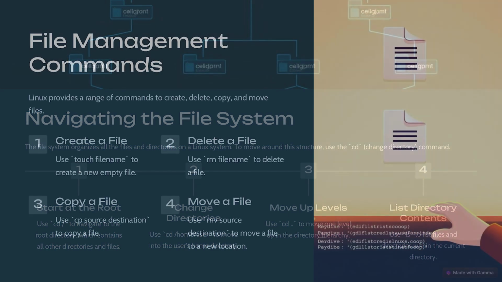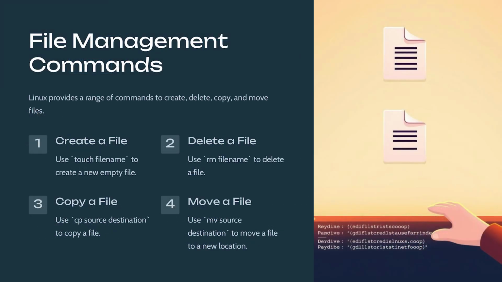dates. Now that we can navigate the file system, let's look at file management. Linux provides a straightforward way to create, delete, copy and move files. First, we'll see how to create a file. The touch command lets you create a new empty file instantly. Type touch file name and an empty file with the name you provided will be created in your current directory. This is helpful when you want to start a new file from scratch.